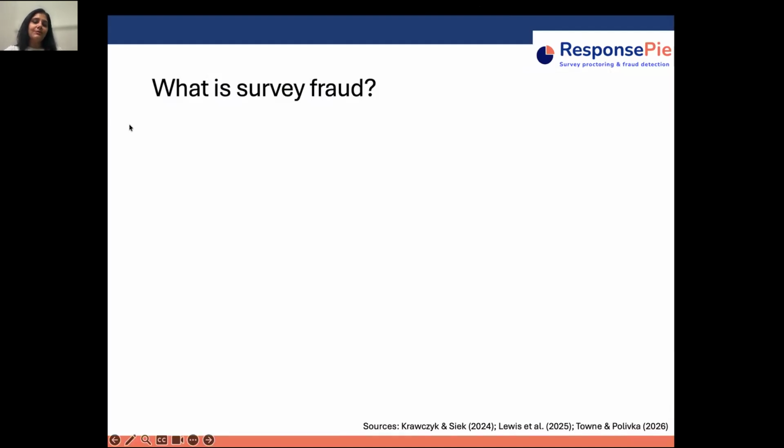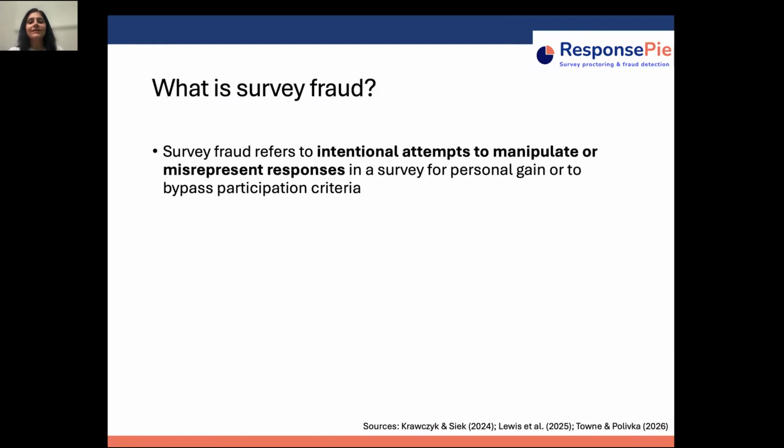So, when we talk about survey fraud, we're really talking about people intentionally trying to manipulate their responses or misrepresent themselves, usually to get into a survey or to receive some type of compensation or incentive. The key idea behind survey fraud is that fraud is intentional and there is some form of deception that's involved.